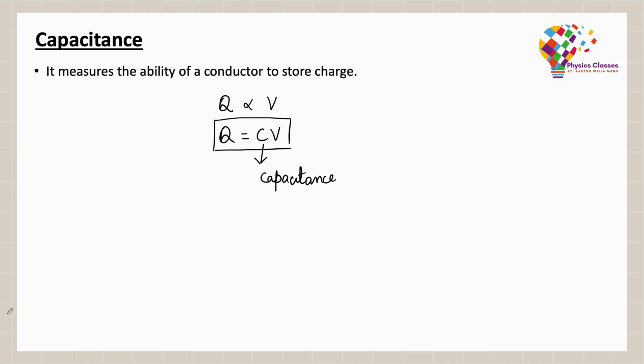Now, the SI unit to measure capacitance is farads. It's represented by a capital F. Charge we will measure in coulombs, represented by a capital C, and potential difference would be measured in volts, represented by V. So I can very easily say that 1 farad is actually 1 coulomb by 1 volt, or we can also say that farad is equal to coulomb volt inverse.